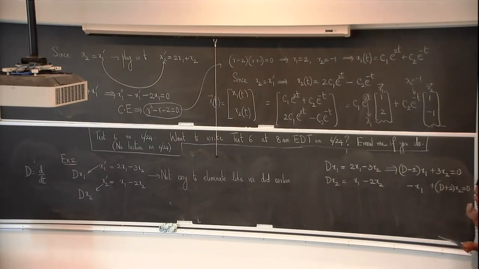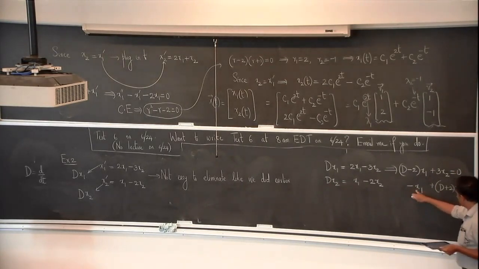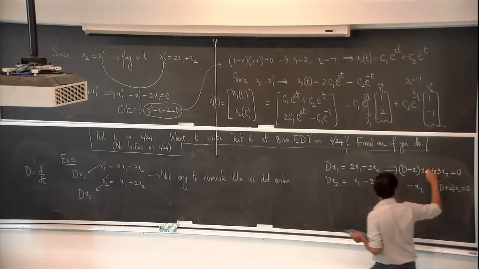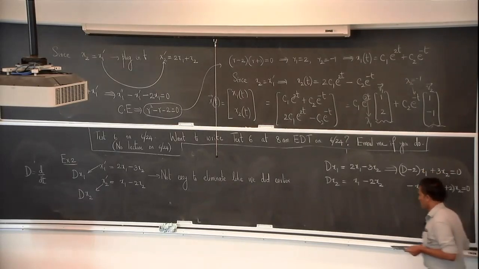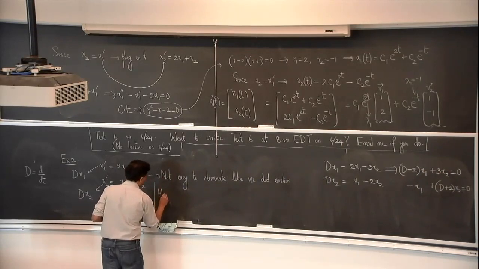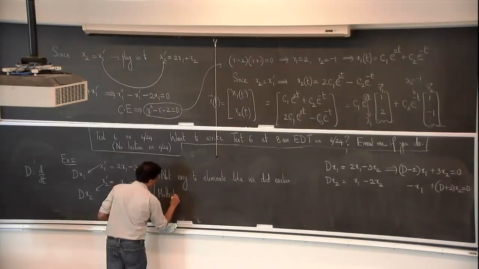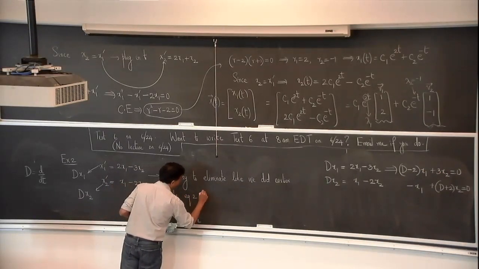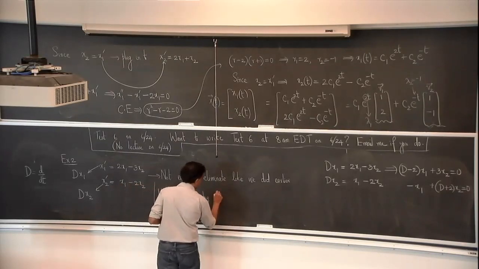Now we have all done this trick in middle school or high school. When you have equations like this, we want to eliminate one of them. Just multiply the second equation by D minus 2 and add them together. So this is equation 1, that is equation 2. So multiply equation 2 by D minus 2.